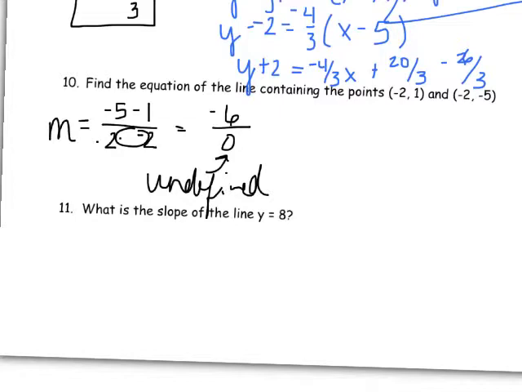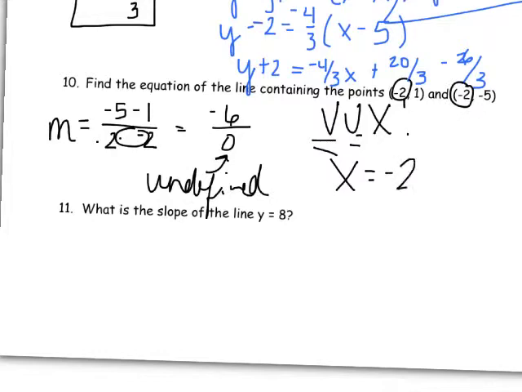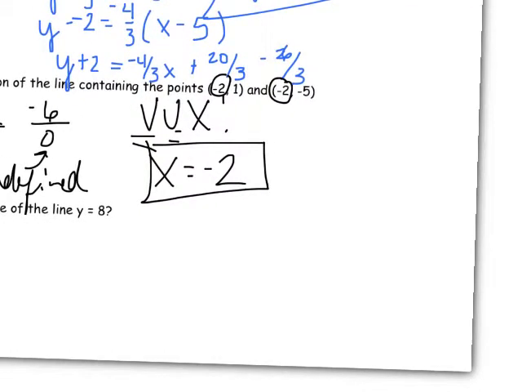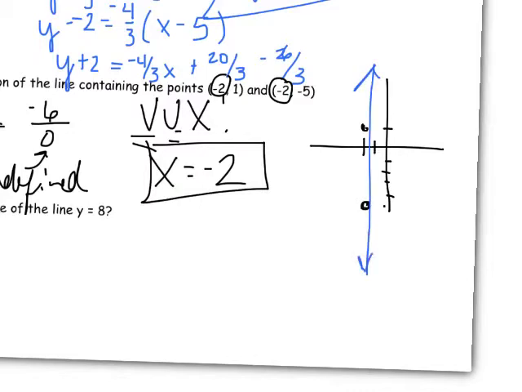And which of our lines is undefined? That's the vertical one. So this is going to be a vertical line. It has an undefined slope. It's an x equals. And look at both your points. They both have negative 2. Okay? Just to double check that, if you wanted to do a really quick graph, negative 2, 1, and negative 2, negative 5, if you connect those points, it is indeed a vertical line. So that does make sense.